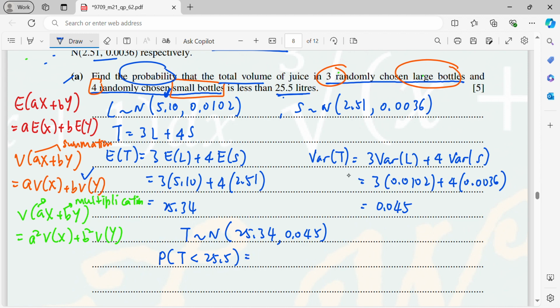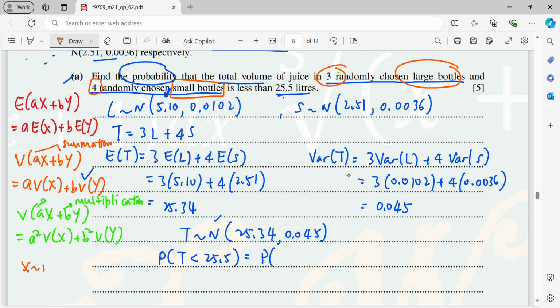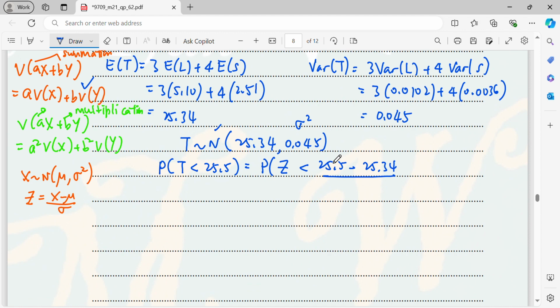Okay, so since T is normally distributed, as mentioned here, therefore we need to standardize. Now, when you standardize, X is normally distributed, mean mu, variance sigma squared. The standardized normal random variable will be X minus mu over sigma. Therefore now I change my T into Z, then less than 25.5 minus the new mean 25.34 over this. 0.045 is actually the sigma squared, right? I need to take sigma, means that I have to consider the square root of the value. That is the standard deviation.